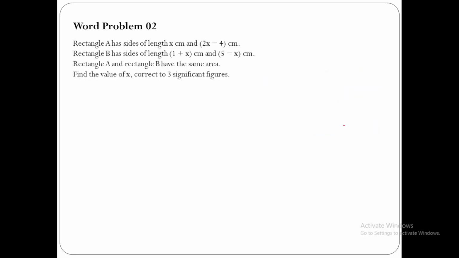Yes. Rectangle A has sides of length x centimeter and 2x minus 4 centimeter. Rectangle B has sides of length 1 plus x and 5 minus x centimeter. It's also given that rectangles A and B have the same area. So find the value of x. That's the question.